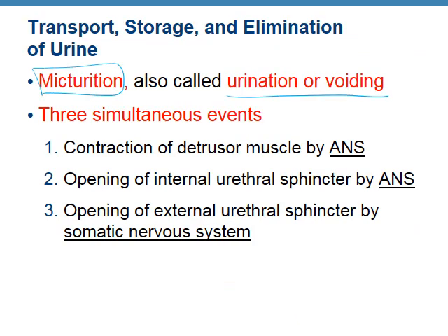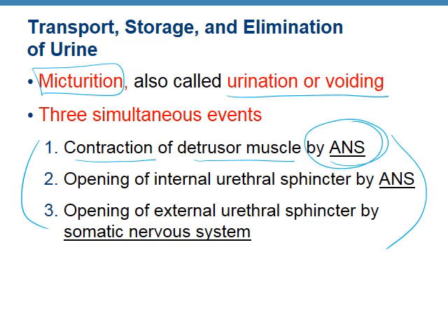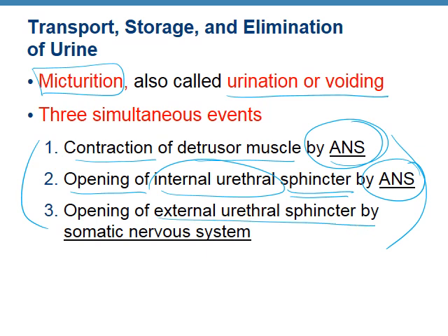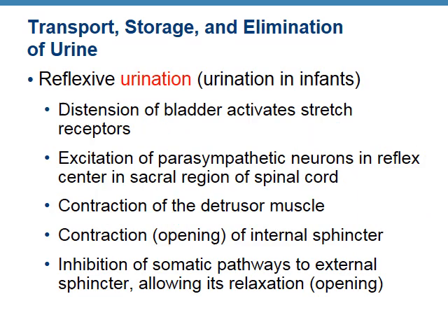Micturition is urination or voiding. I just wanted to talk about some of the events that have to occur. You have to contract the detrusor muscles by the autonomic nervous system. You have to open the internal urethral sphincter, autonomic nervous system, and then you finally have your somatic nervous system. This is the voluntary, the one you have control over. You open the external urethral sphincter.